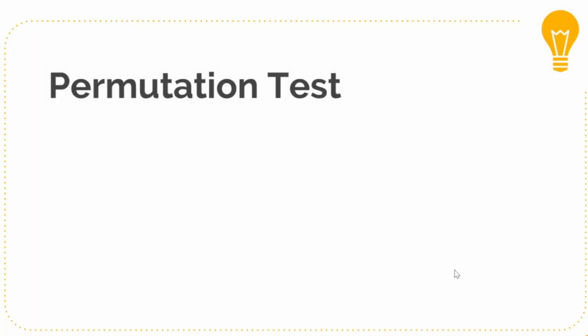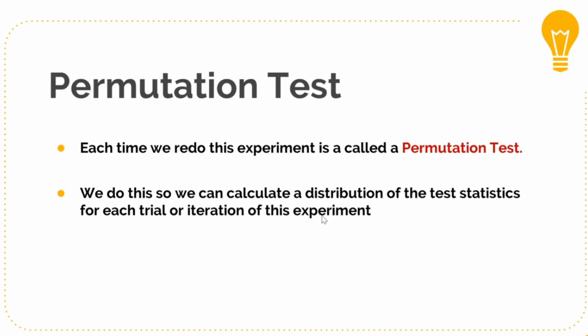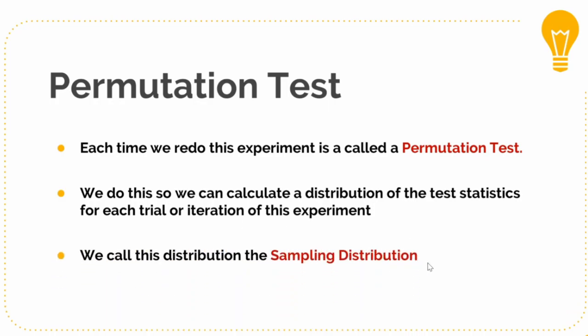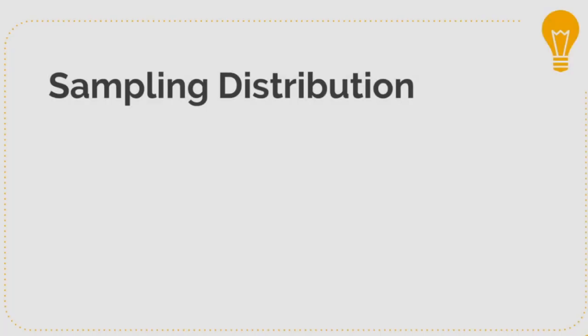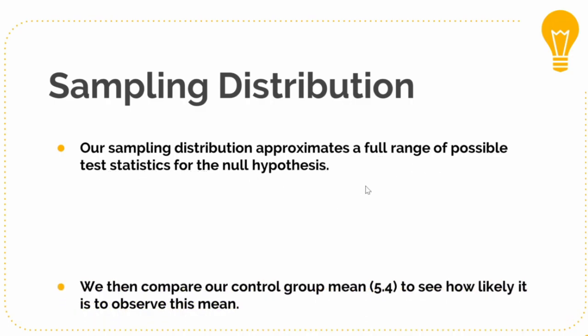So now we have to do something called a permutation test. Each time we redo this experiment, it's called a permutation test. We do this so that we can calculate the distribution of the test statistic for each trial or iteration of this experiment. We call this distribution the sampling distribution. So now let's talk about the sampling distribution. Our sampling distribution approximates a full range of possible test statistics for our null hypothesis.